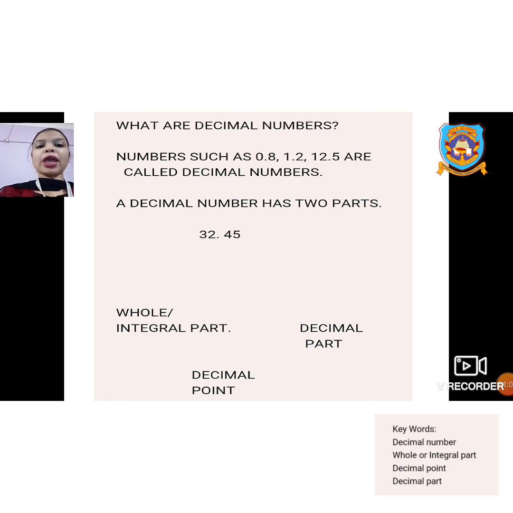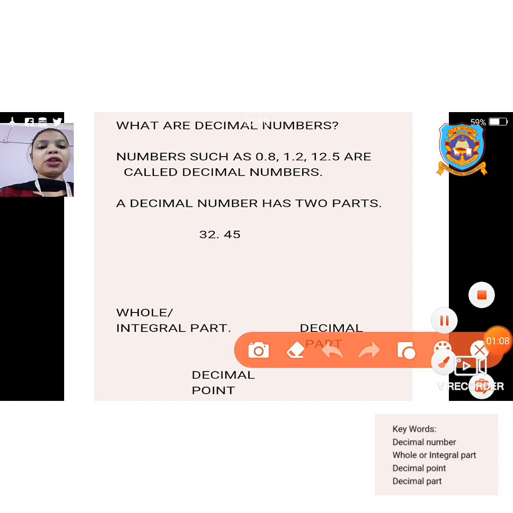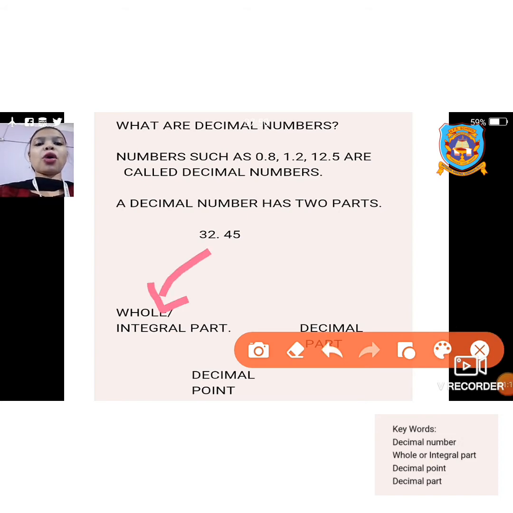Now here we have to identify which are the parts in the number. I have taken an example of 32.45. This 32 is the whole or integral part. The dot is known as the decimal point, and after the dot, 45 is known as the decimal part.